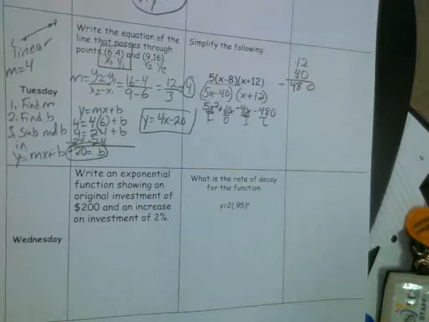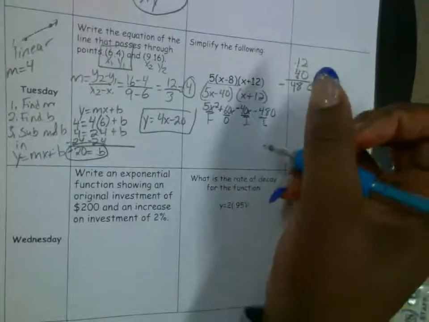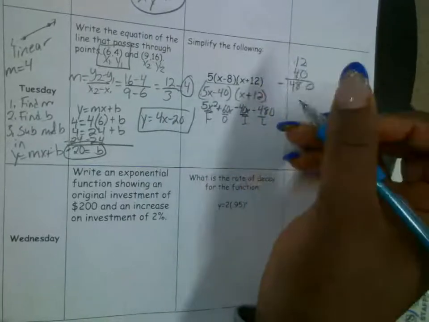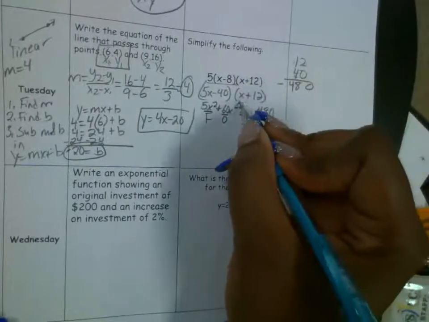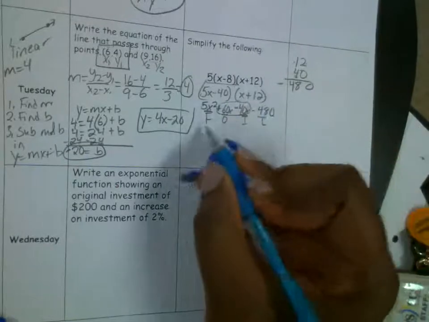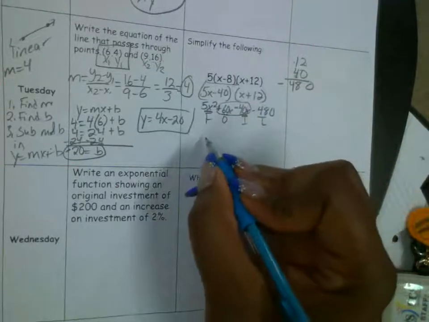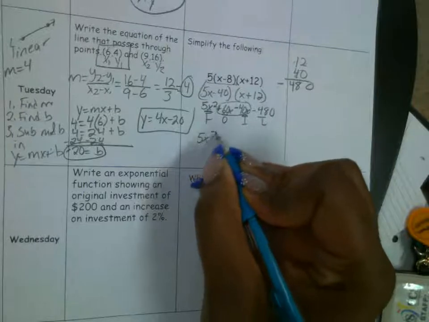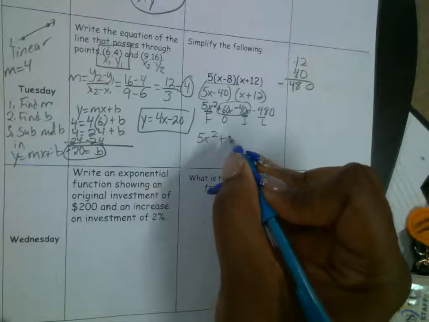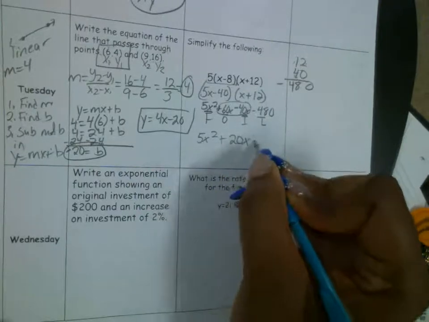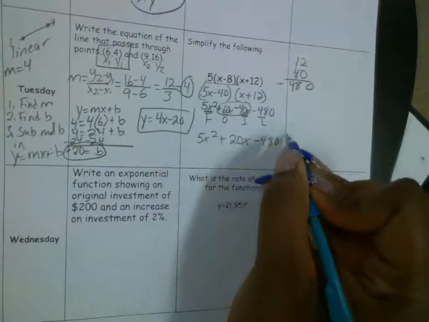All right, so now what do we do? What's going to be our final answer? Combine like terms. What terms can we combine? Positive 60x and negative 40x. So our final answer is what? 5x squared plus 20x minus 40. Plus, what? I didn't hear the last. 20x minus 180.